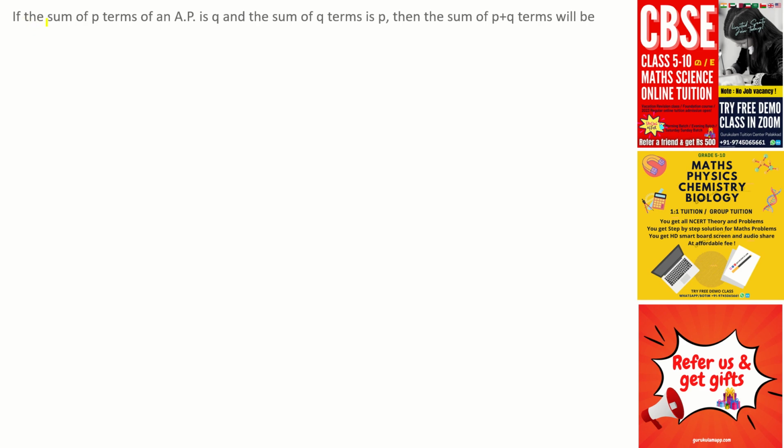So in this question, they have given us the data that the sum of p terms of an AP is q and the sum of q terms of an AP is p. So what will be the sum of p plus q terms? When we consider them mathematically, we can write: the sum of p terms is q and the sum of q terms is p. So what will be the sum of p plus q terms?